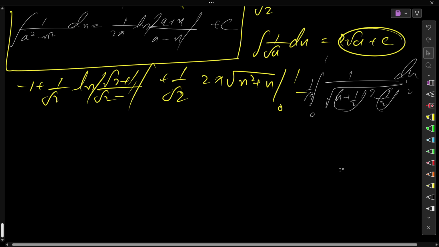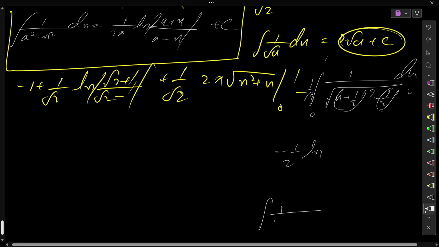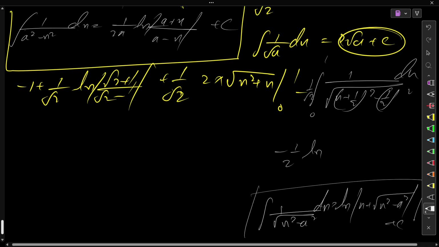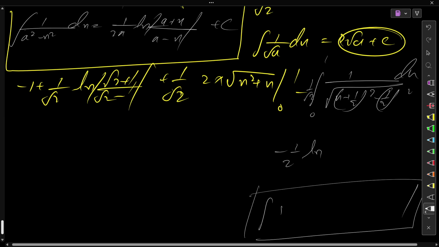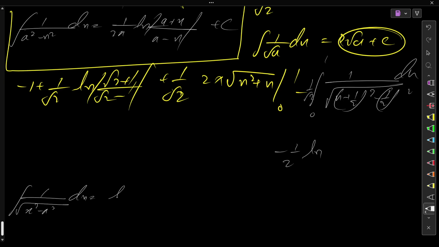This could be written by the standard formula: the integral of 1 over under the root of x square minus a square dx is ln mod of x plus under the root of x square minus a square, plus c. Let me write it down clearly. The formula that I'm using there is the integral of 1 over root of x square minus a square dx, which is ln mod of x plus under the root of x square minus a square plus c.